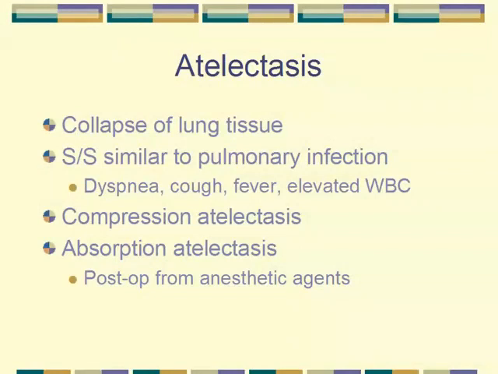Atelectasis is collapse of lung tissue. Its symptoms are similar to pulmonary infection. You'll have dyspnea, cough, fever, and an elevated white blood cell count. Compression atelectasis may be due to tumors, fluid, or air in the pleural space, or the abdomen pushing on the lung. Absorption atelectasis usually occurs postoperatively from anesthetic agents, or it can be due to obstruction or hypoventilation of the alveoli.